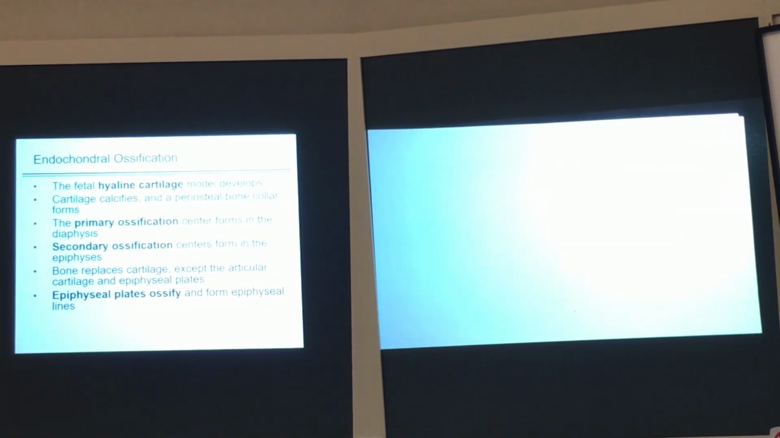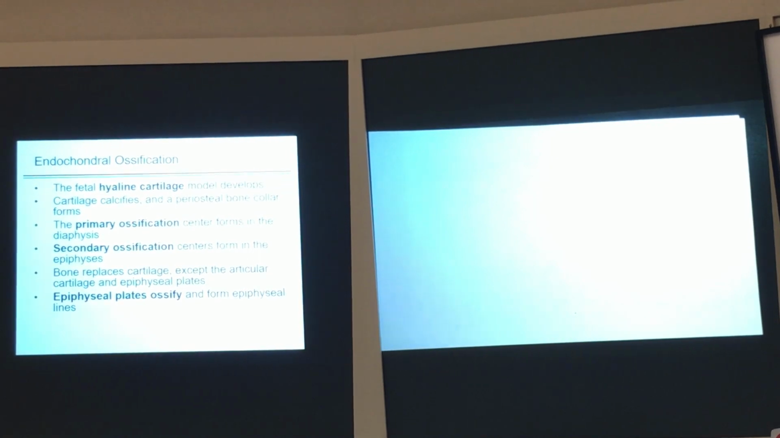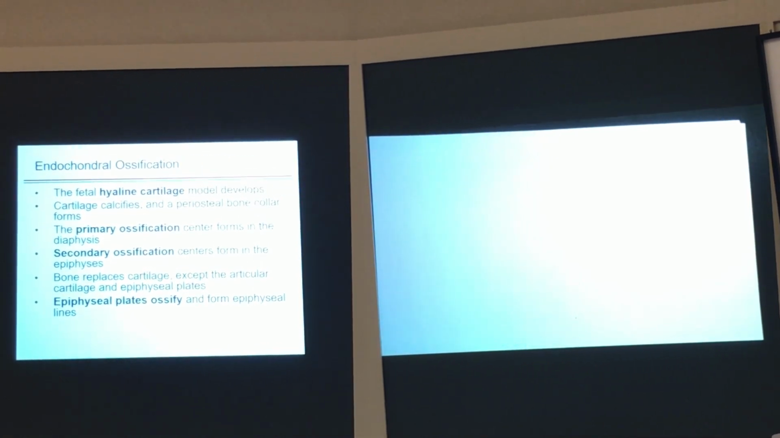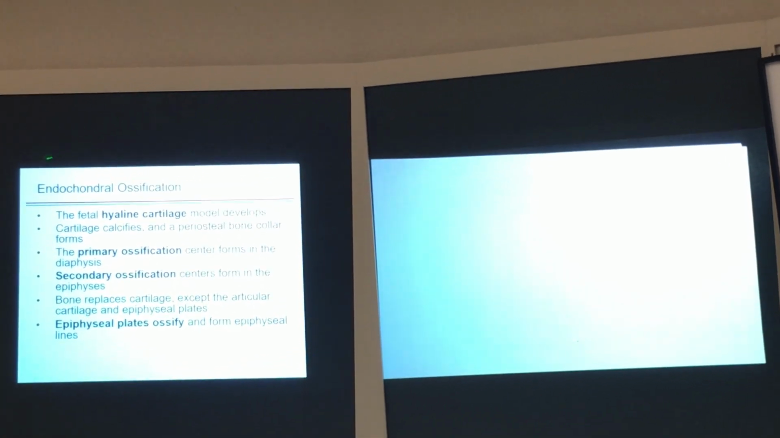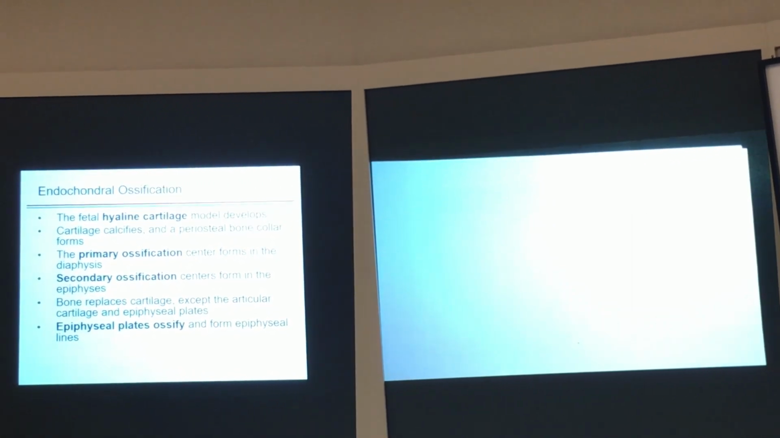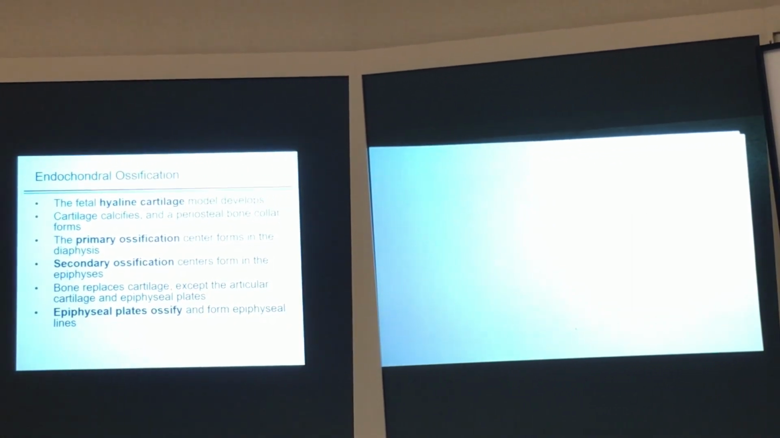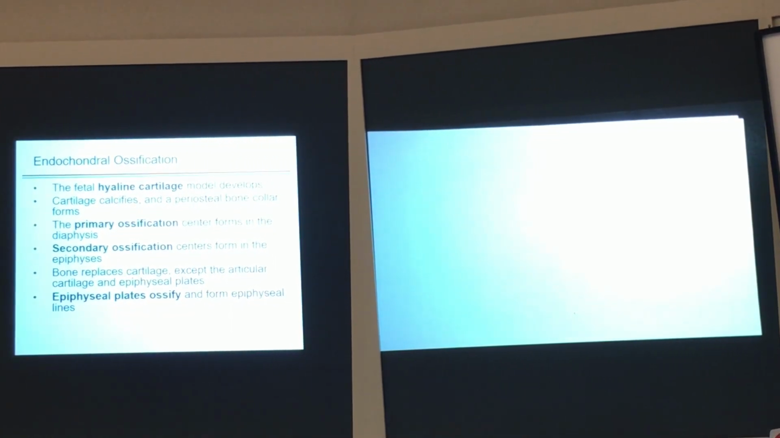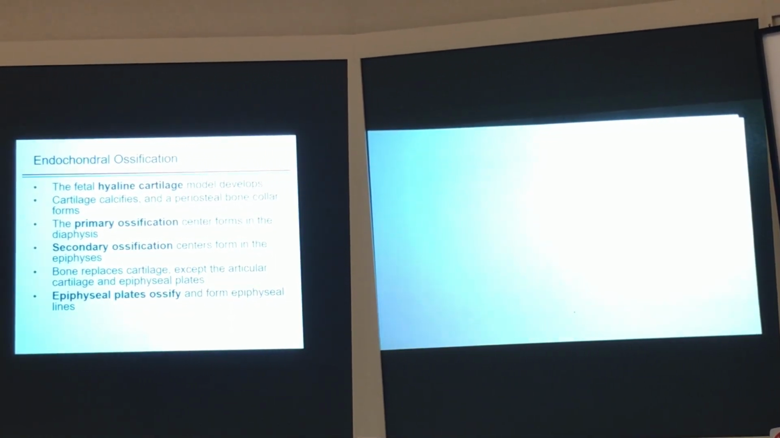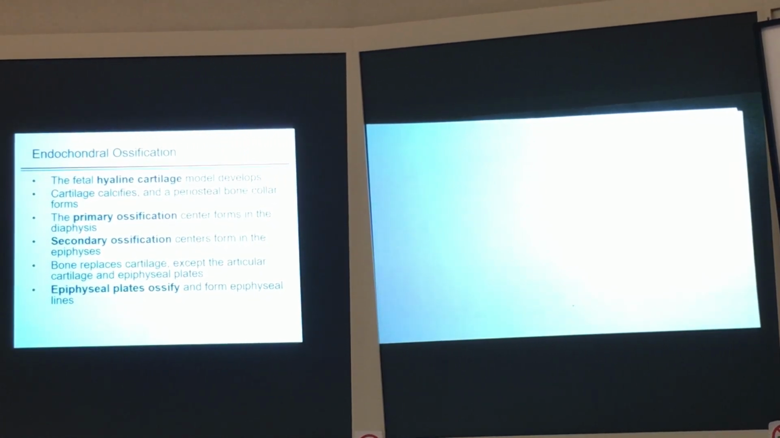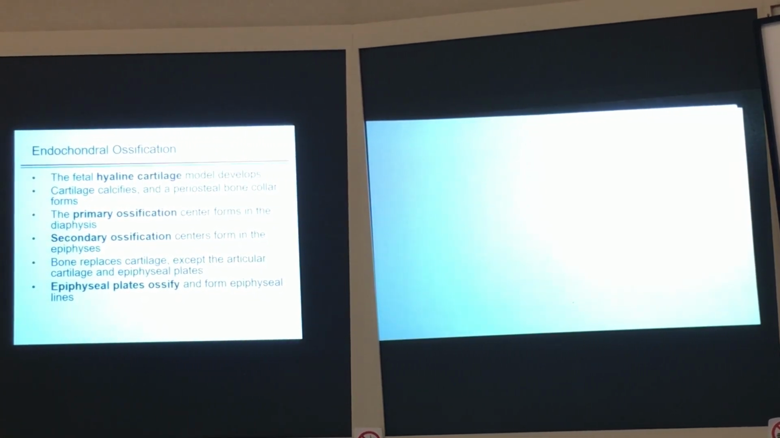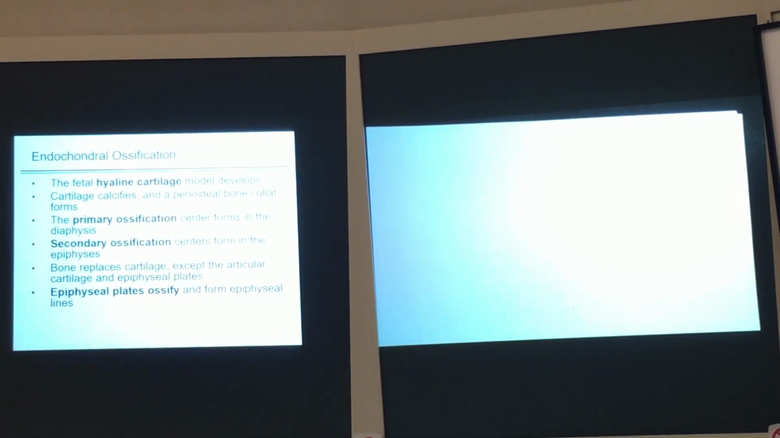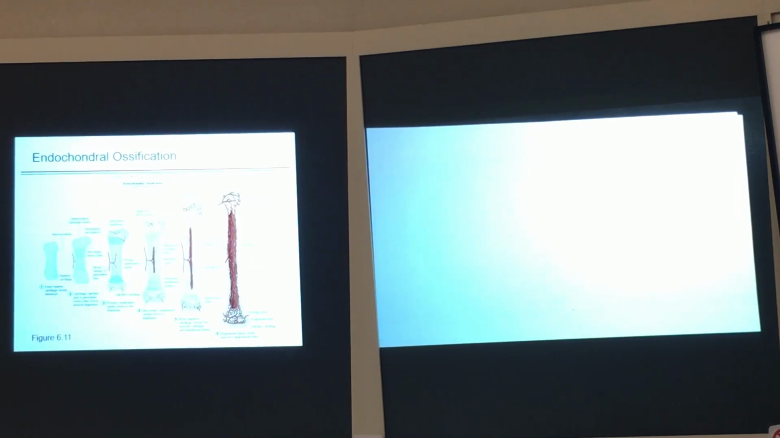But in bone that grows, there are layers of growth, which is: fetal hyaline cartilage model develops, cartilage calcifies, primary ossification, secondary ossification, and then the bone stops growing, but it will have epiphyseal plate that grows until it becomes epiphyseal line. Let's see a diagram that explains.